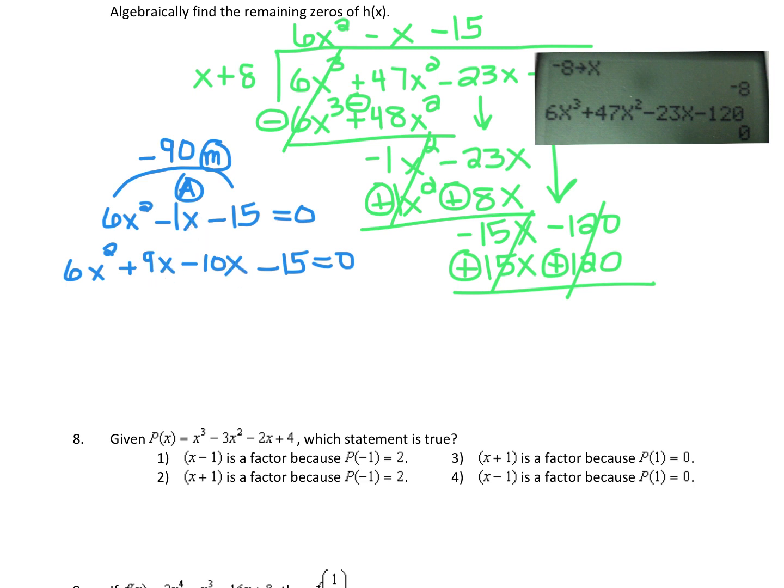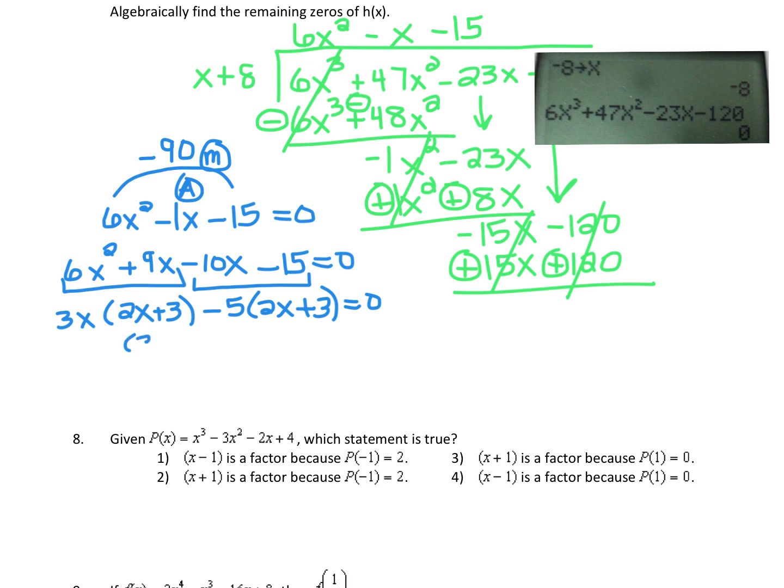And then we could just do grouping. So when I group together the first two terms, I could pull out a 3x, which leaves me with 2x plus 3. And when I group together the next two terms, I can factor out a negative 5, which is also going to leave me with positive 2x and a positive 3. Okay, so then I'm going to group the 3x minus 5 as my first factor, or it could be your second, wherever you want to put it. And I'm going to bring down the 2x plus 3 as my second factor.